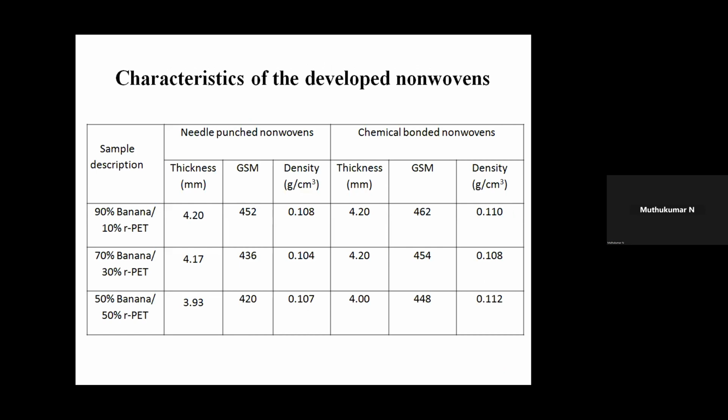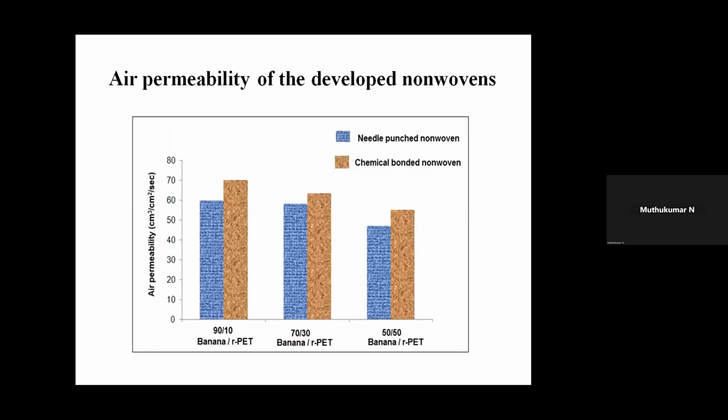So coming to the characterization of the developed non-wovens, here you can see the thickness, GSM, and density of both the needle punched and chemical bonded non-wovens. The developed non-wovens have thickness in the range of 3.93 to 4.2 mm, GSM around 420 to 462, and densities around 0.104 to 0.110.